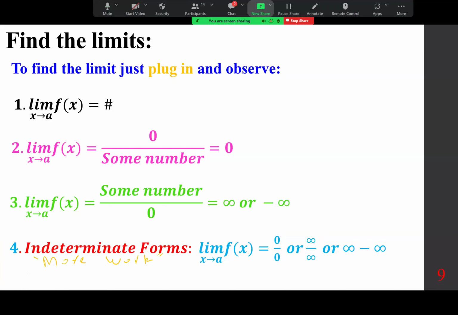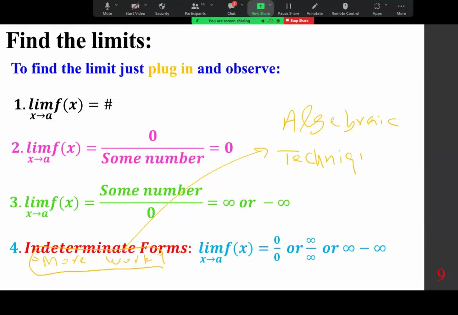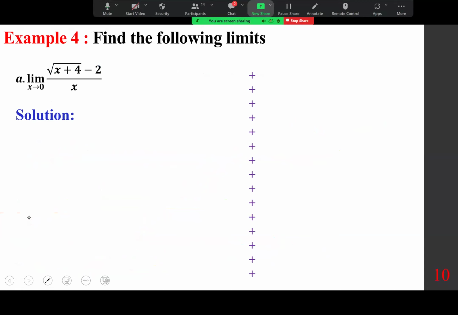What do we mean by more work? Well, we have to use our algebraic techniques to figure out the answer. Algebraic techniques. Here's an example. If you plug in 0, this becomes square root of 4, which is 2. 2 minus 2 is 0. This is 0, so we get 0 over 0. So plugging in, we get 0 over 0, and so we have to use some sort of technique to fix the problem.